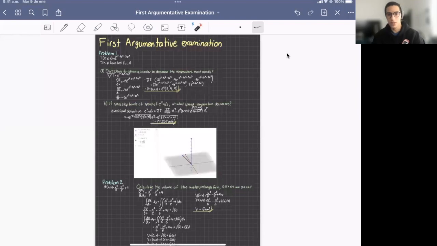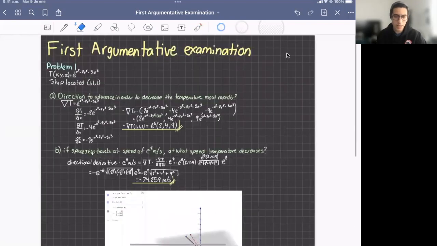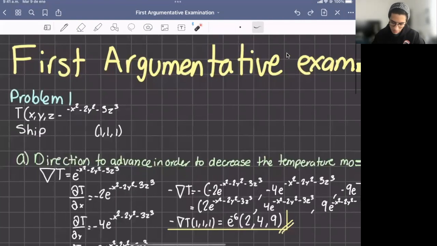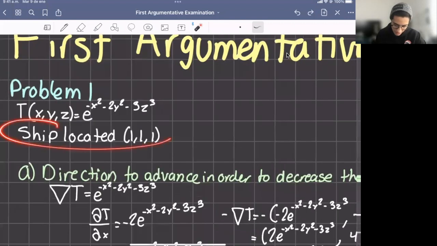Hello, my name is Rafael Orozco, and this is my first argumentative examination that involves 2 problems and 3 questions. Now, in the first problem, it says that there is a spaceship located in this coordinate, and the temperature in space is obtained by this equation.